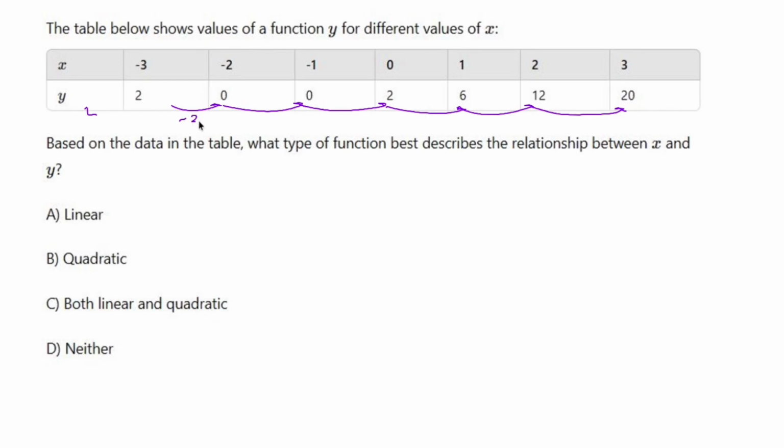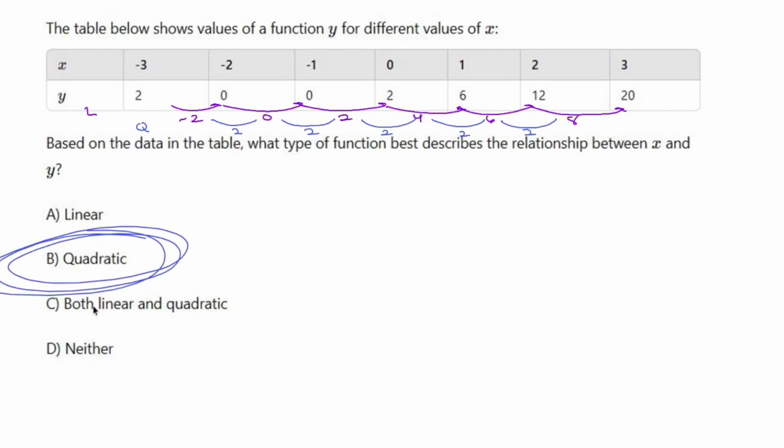2 to 0 is -2. 0 to 0 is 0, so it's definitely not linear. 0 to 2 is 2, 2 to 6 is 4, 6 to 12 is 6, 12 to 20 is 8. So this is not linear because the average rate of change is not constant. So we check to see if it's quadratic by doing the same thing, but with our linear values. To get from -2 to 0, you add 2. To get from 0 to 2, you add 2. 2 to 4, add 2. 4 to 6, add 2. 6 to 8, add 2.